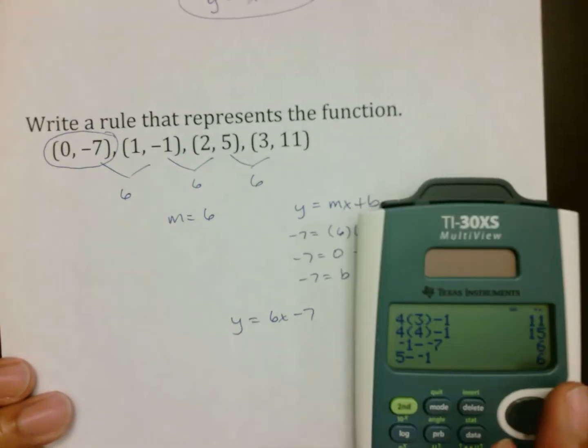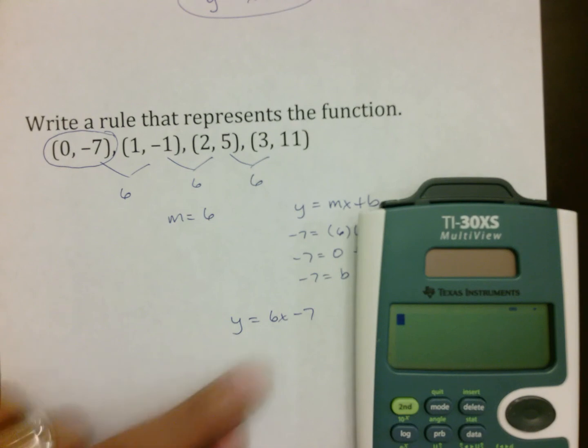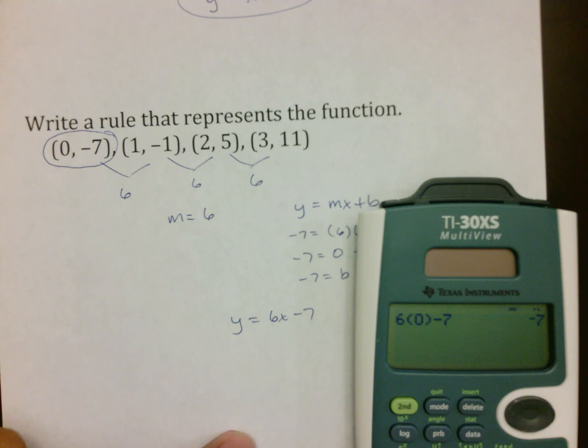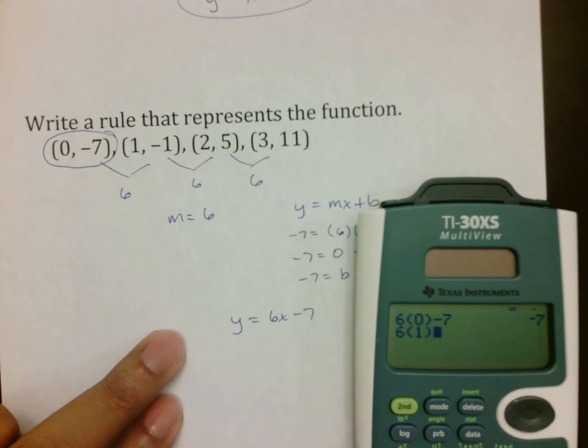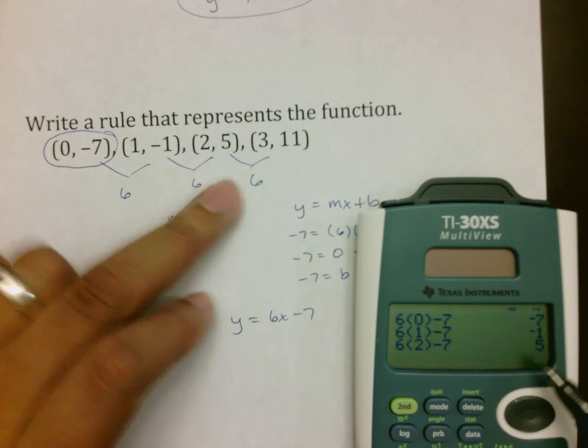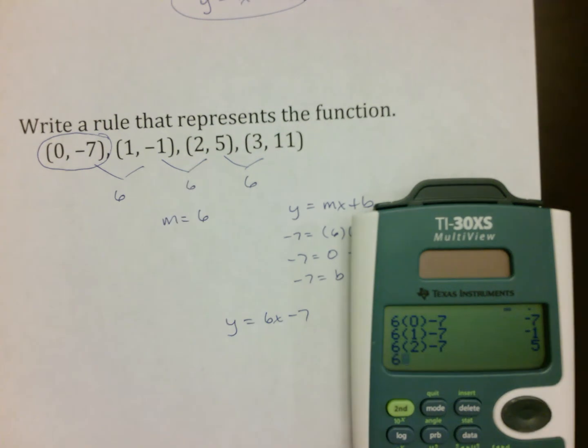And again, just to verify your rule, you can always do this. 6 parentheses 0 minus 7, of course, is negative 7. 6 parentheses 1 minus 7 gives me a negative 1, which is what I'm looking for. 6 parentheses 2 minus 7 gives me 5, which is what I'm looking for. 6 parentheses 3 minus 7 gives me 11, which is also what I'm looking for.